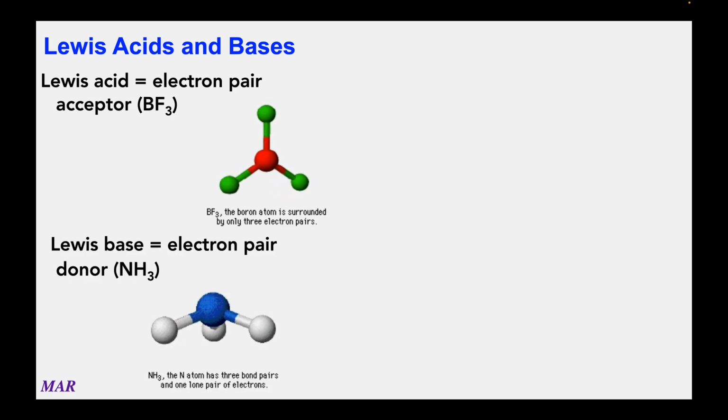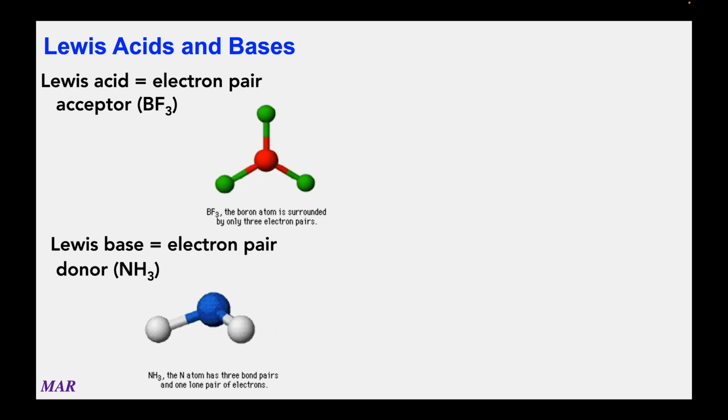A Lewis base is an electron pair donor. It's going to be an atom, usually with a lone pair or two on top of it. Ammonia right there has a lone pair. So it's going to be able to donate this lone pair into a Lewis acid, which can accept the lone pair. So this is the idea of a Lewis acid, Lewis base.